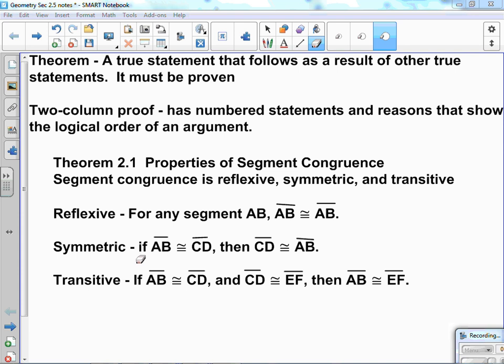The symmetric property says if segment AB is congruent to segment CD, then segment CD is congruent to segment AB. It just doesn't matter which side of the congruent symbol it is. If they're congruent, they're congruent. And the transitive property of segment congruence: if segment AB is congruent to segment CD and segment CD is congruent to segment EF, then segment AB is congruent to segment EF. Segments AB and EF both being congruent to CD means that they should be congruent to each other.